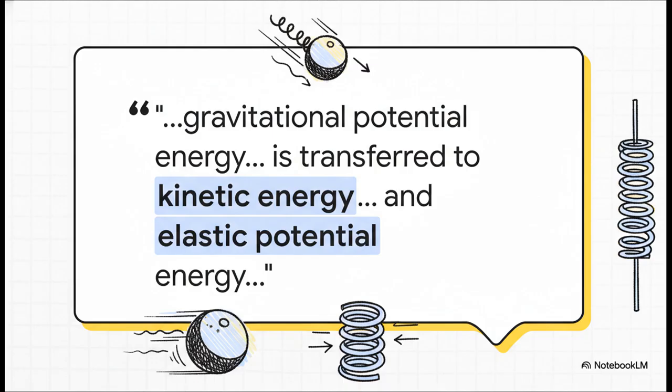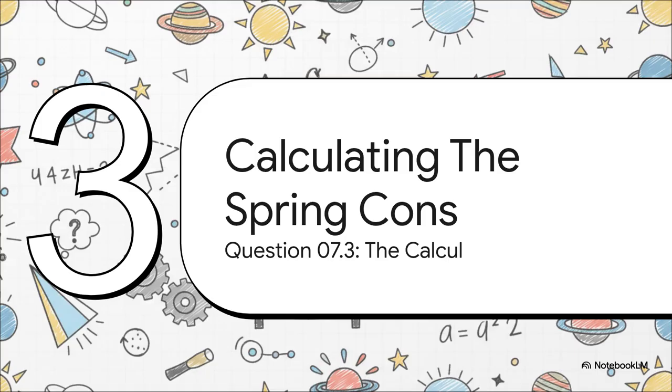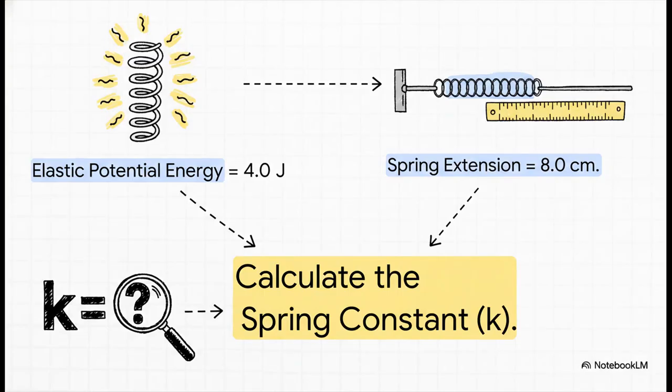Simple as that. All right, time for the grand finale, switching gears now, moving away from concepts and into the cold, hard numbers. It's calculation time. Okay, so let's lay out the facts. The problem tells us we have 4.0 joules of elastic potential energy, and the spring has stretched by 8.0 centimeters. Our mission is to find the spring constant, which we call k.